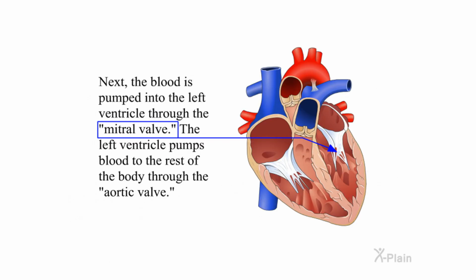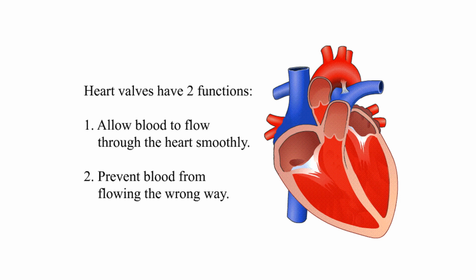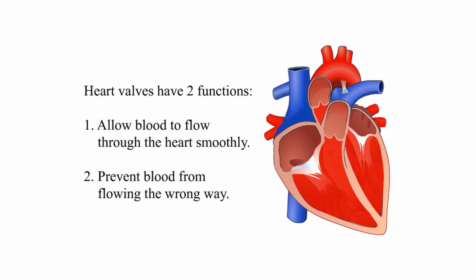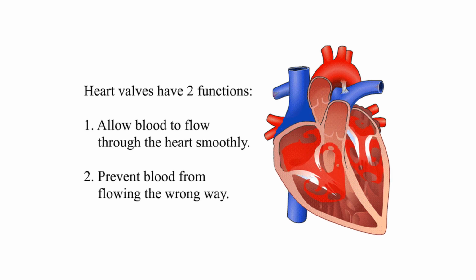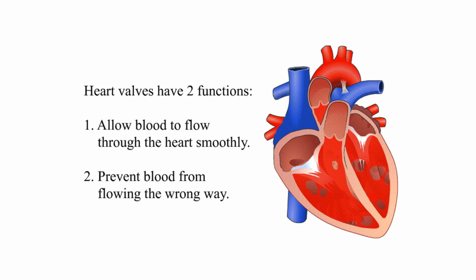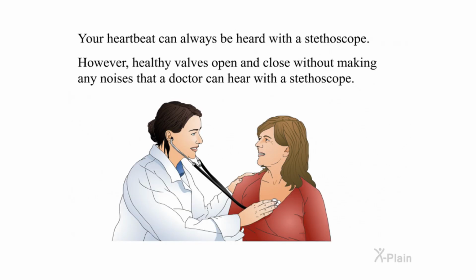Next, the blood is pumped into the left ventricle through the mitral valve. The left ventricle pumps blood to the rest of the body through the aortic valve. Heart valves have two functions. 1. Allow blood to flow through the heart smoothly. 2. Prevent blood from flowing the wrong way. Your heartbeat can always be heard with a stethoscope. However, healthy valves open and close without making any noises that a doctor can hear with a stethoscope.